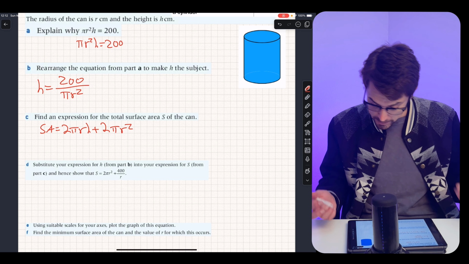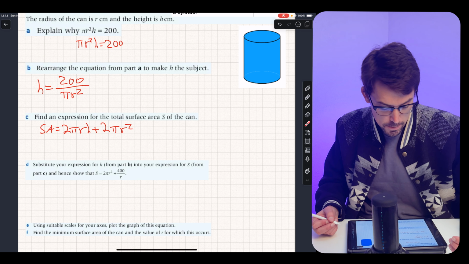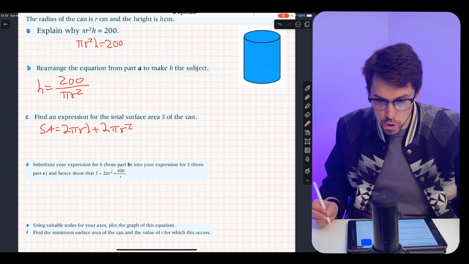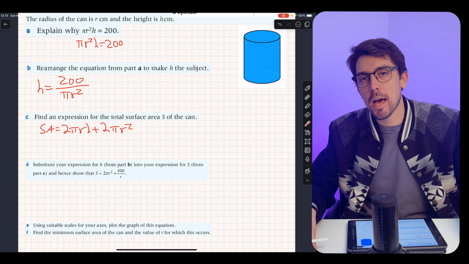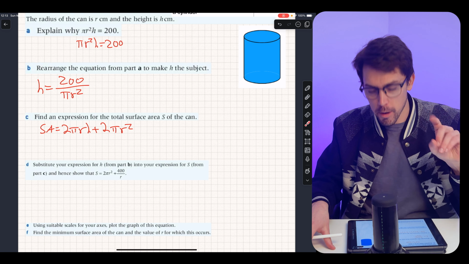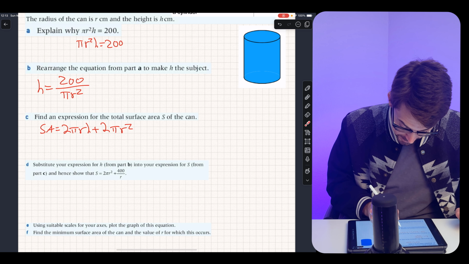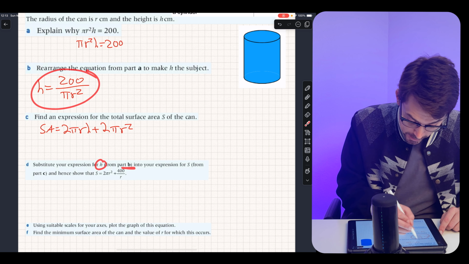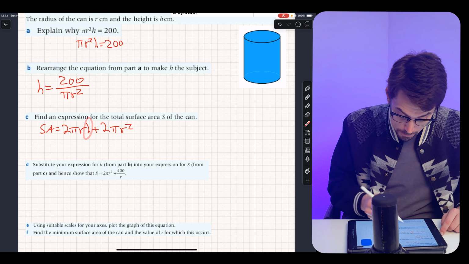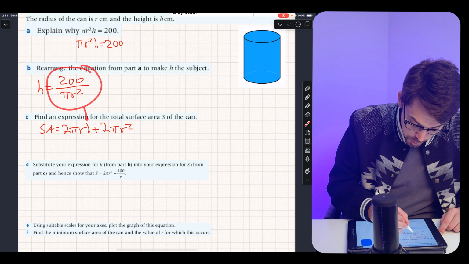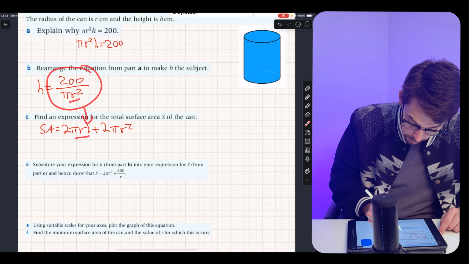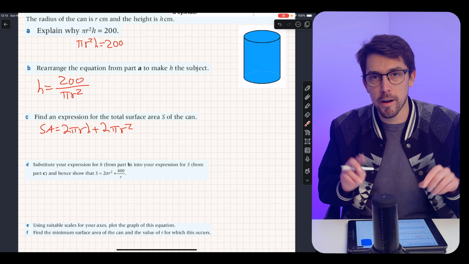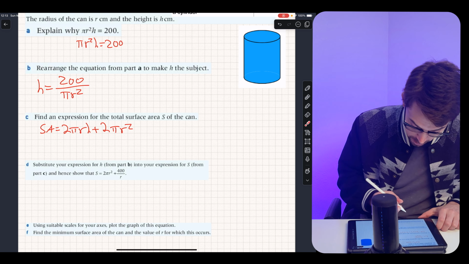Now this is where things get a little more complicated, but it's a very typical solution approach to these types of problems. We want to graph this, and in order to do that, we want to put this equation in terms of one variable. In this case, we want it to be r. So I'm told to substitute my expression for h from part B into here. If I plug in this for h, I will have only r in my equation. I have one variable, so I'm not going to have any issues graphing it. Let's go ahead and do that.